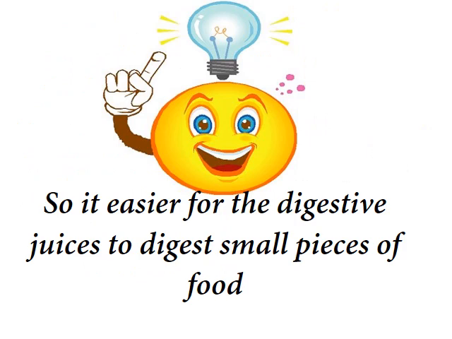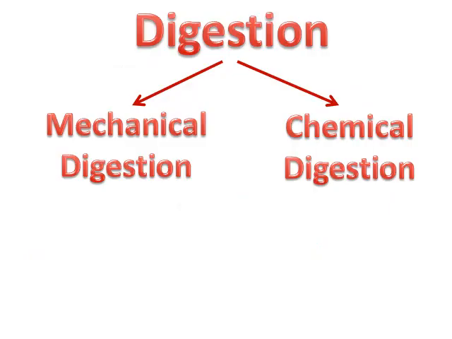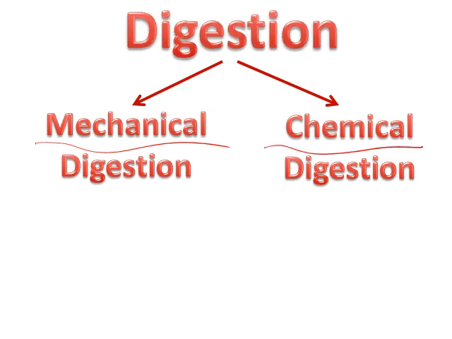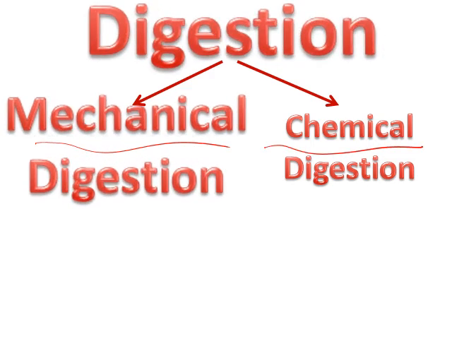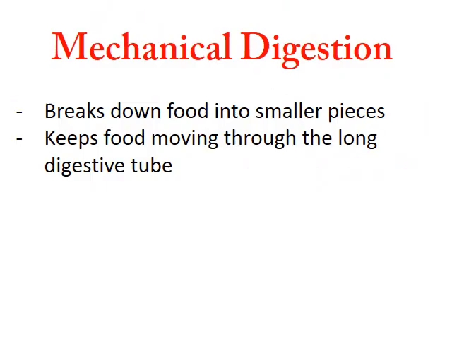It's easier for the digestive system to digest small pieces than large pieces. This is the big answer here. So it's easier to digest small pieces than large pieces. Digestion can be divided into mechanical and chemical. Mechanical involves breaking food into smaller pieces. Chemical involves the action of enzymes. Mechanical digestion is the breaking down of food into smaller pieces. This will keep food moving through the long digestive tube.